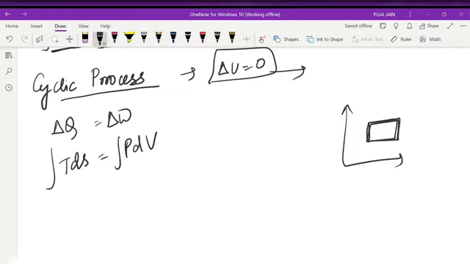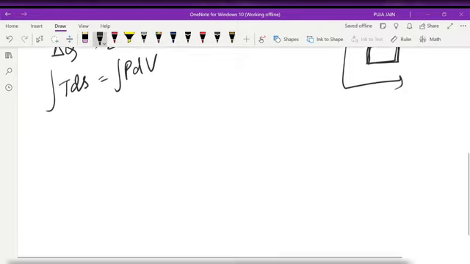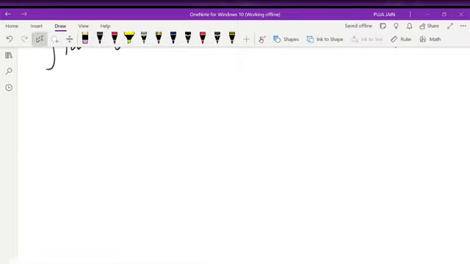Now we will do some sums, because whenever we do sums, our concept becomes more and more clear. This sum will be related to the graph, which will help you to know how to find the work done. Also, it will be related to the efficiency. So let's do a problem.